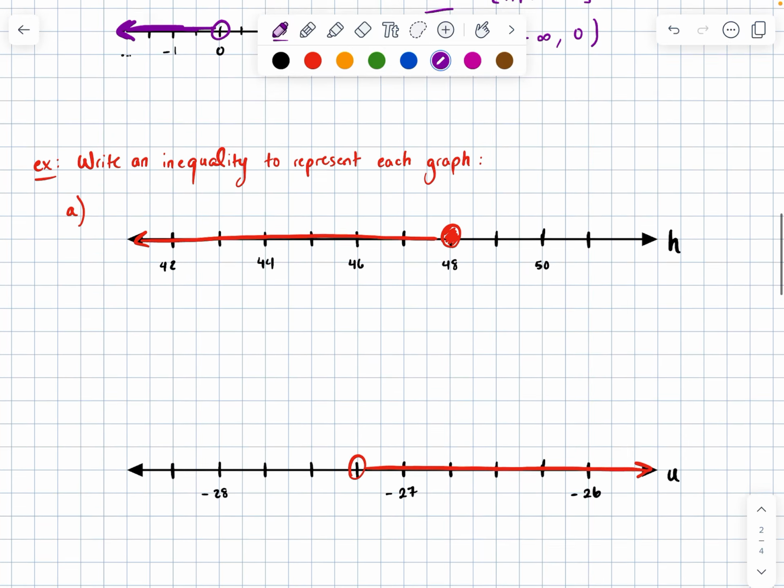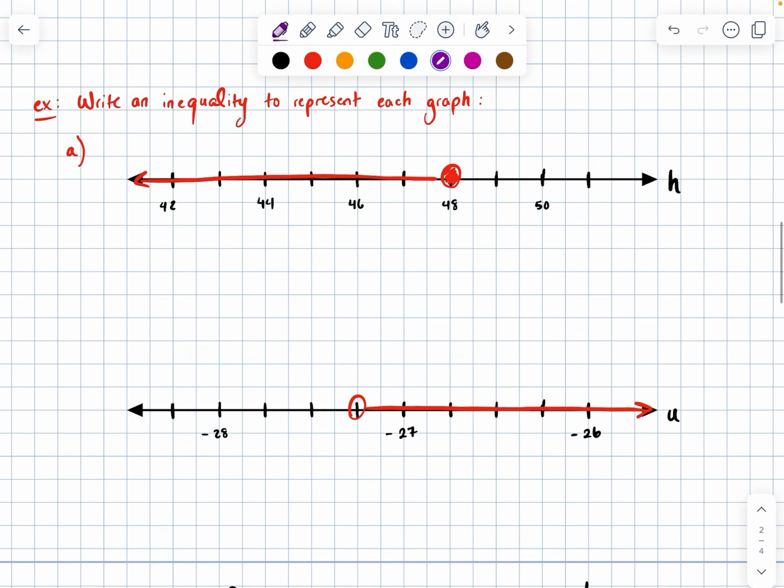Fantastic. So now I know how to build a graph given an inequality statement. What if I put that down, flip it, and reverse it? What if I want to reverse engineer the inequality statement from the picture? So take 30 seconds, pause the video. Let's write the inequality that corresponds to each of these graphs. Go ahead.